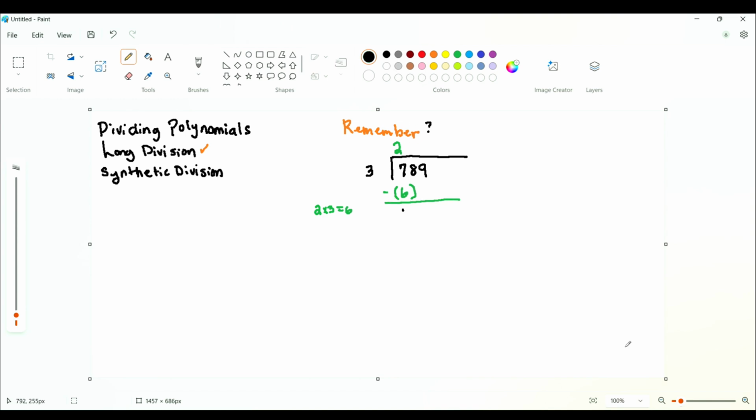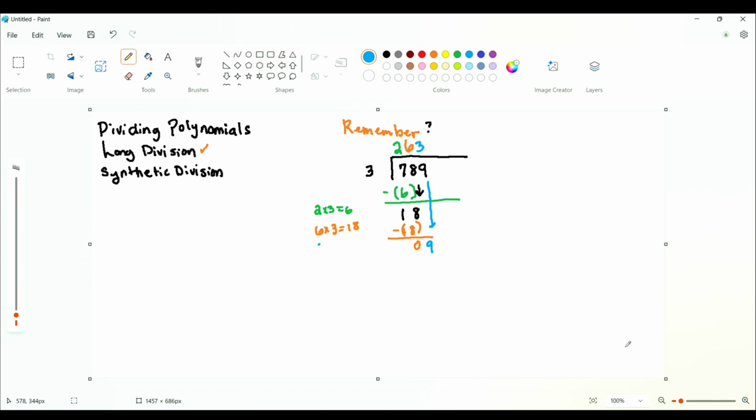3 would go into 7 2 times, so you take 2, put it at the top. You multiply 2 times 3, that gives you the value of 6. And then you subtract from the first number, that gives you 7 minus 6 for a value of 1. Bring down the next number 8 and repeat the process. 3 divided into 18 is 6. Multiply again, 6 times 3 is 18. And then you subtract. Pay attention to those parentheses.